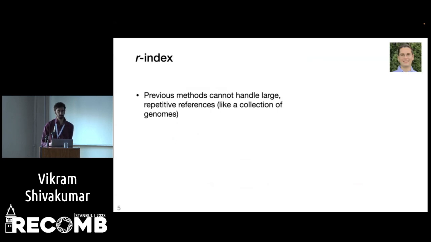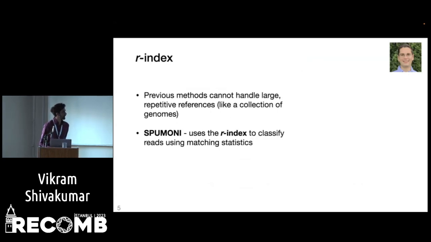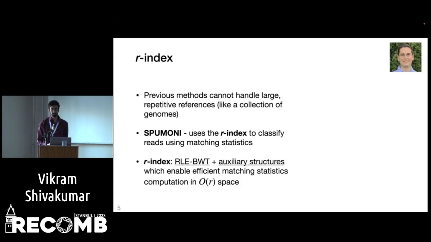And so SPUMONI, which was developed by our group by Omar Ahmed over here, uses the r-index to classify reads using matching statistics. The r-index is essentially a run-length encoded Burrows-Wheeler transform, along with a couple of auxiliary data structures which enable the computation of matching statistics in O(r) space, where r is the number of runs in the Burrows-Wheeler transform. And crucially, it also allows you to compute the matching statistics in time that's linear with respect to the query length. Just to define matching statistics going forward, they're essentially what we call half maximal exact matches: the longest right-extendable match at any position in the query.